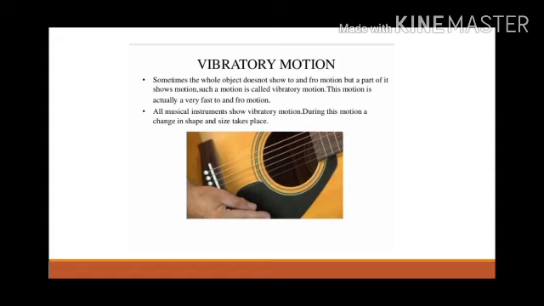There are some other examples also. All the musical instruments, guitar, sitar, they all execute vibratory motion when they are plucked or played.